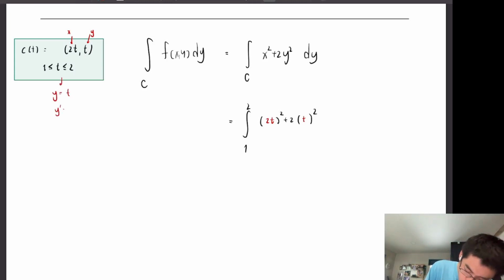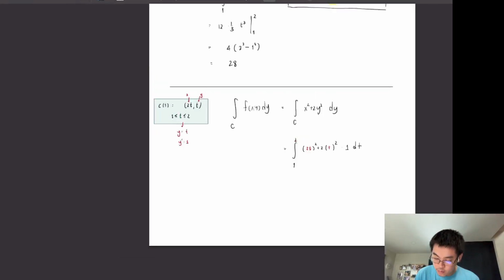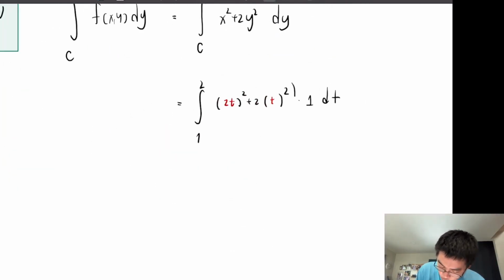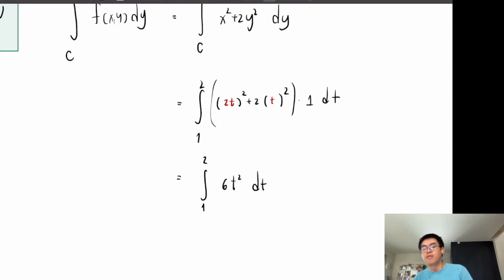y equals t, so y prime equals 1. So you get 1 dt here. And remember, when you multiply by 1, you multiply the whole thing. All right, so integration from 1 to 2, this one is going to be 6t squared dt. I'll let you complete the rest by yourself. But if you notice, the previous one you got 12t squared, this one you get 6t squared, so the answer should be half of the previous one. If you want to integrate by yourself, the answer is 14.